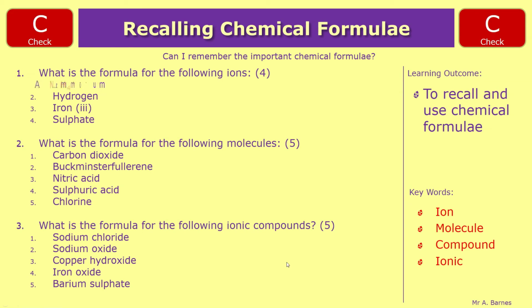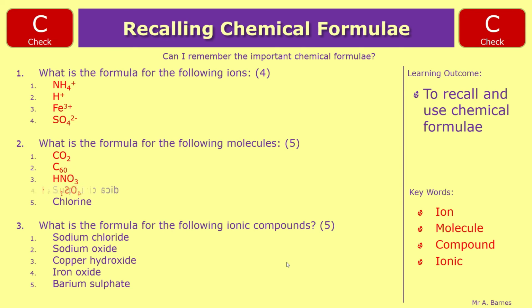Okay, so ammonium then is NH4+. Hydrogen you should have got was H+. Iron 3, the 3 means it's got 3+ in there, so Fe3+. Sulfate, SO4. Carbon dioxide should be nice and simple, CO2. Buckminster fullerene, C60. Nitric acid, HNO3. Sulfuric acid, H2SO4. And chlorine, Cl2, remembering that it's diatomic.